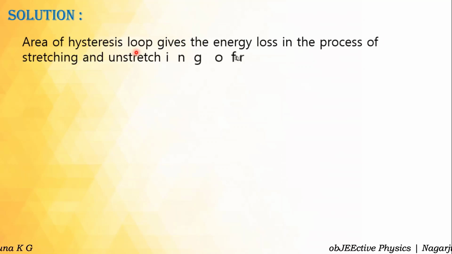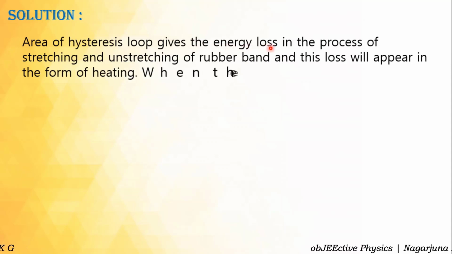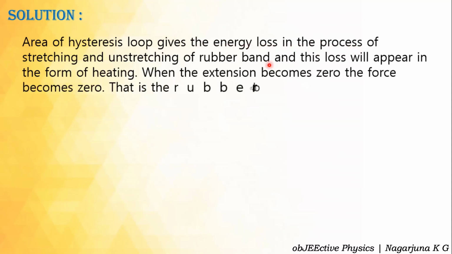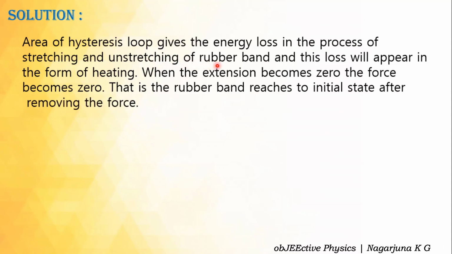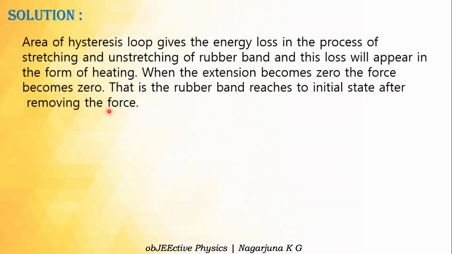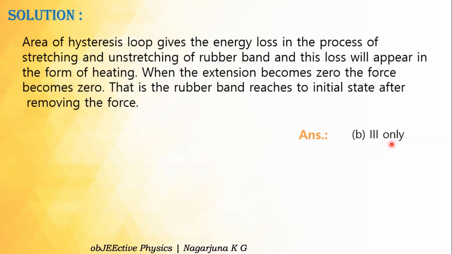Area of hysteresis loop gives the energy loss in the process of stretching and unstretching of rubber band, and this loss will appear in the form of heating. When the extension becomes 0, the force becomes 0. That is, the rubber band reaches its initial state after removing the force. Therefore, option B, that is third statement only, is the right statement.